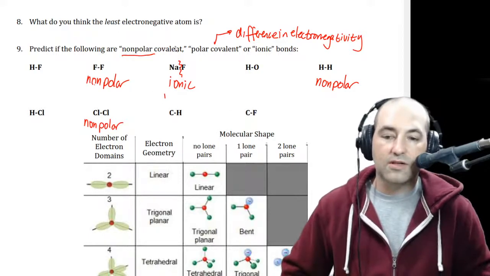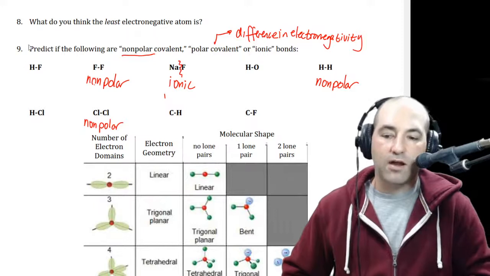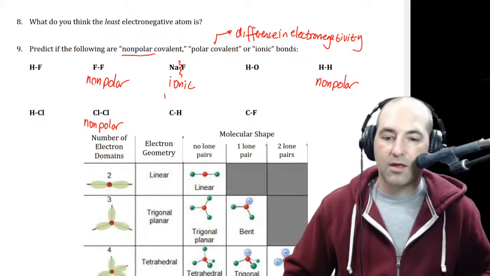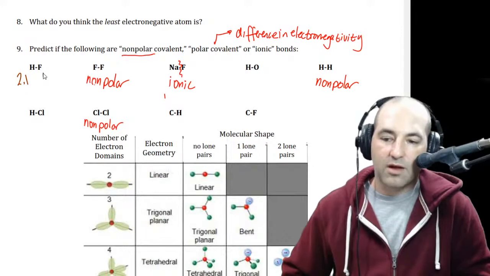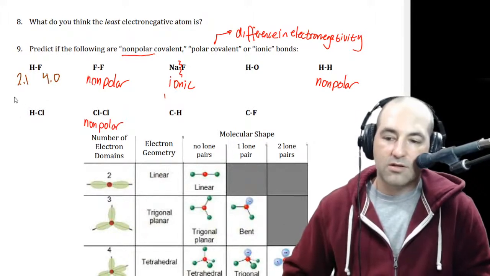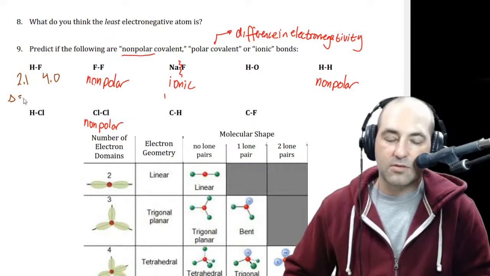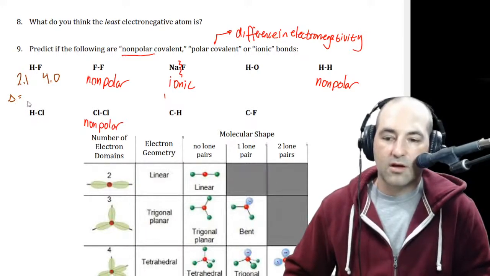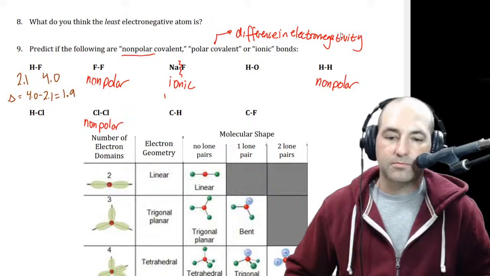And what we can do, at least at first, until we get more comfortable with it, is look up the values on the table and figure it out. So HF, and I remember some of these. H is 2.1 and F is 4.0. So the difference, that's a Greek letter delta, which is sometimes used to mean difference, is going to be 4 minus 2.1, which is 1.9. And that's a pretty big difference.